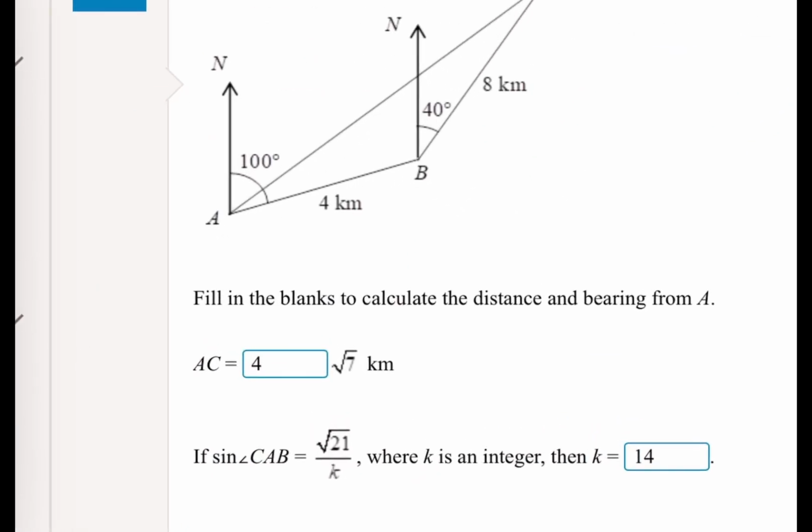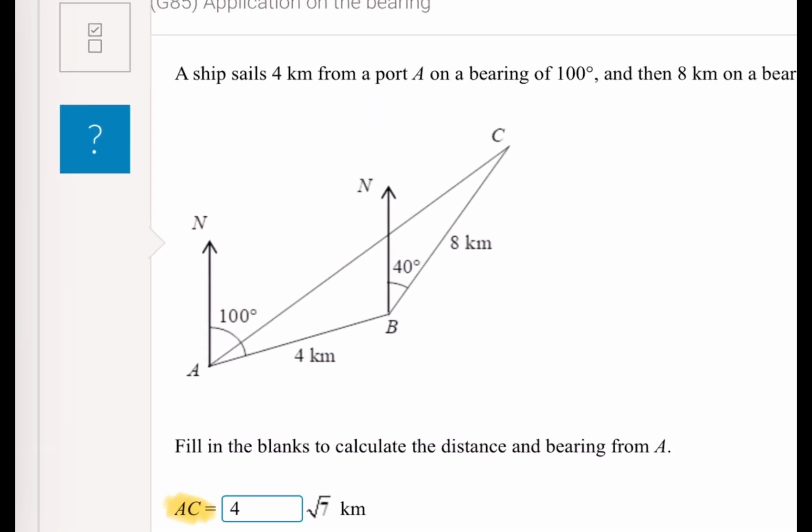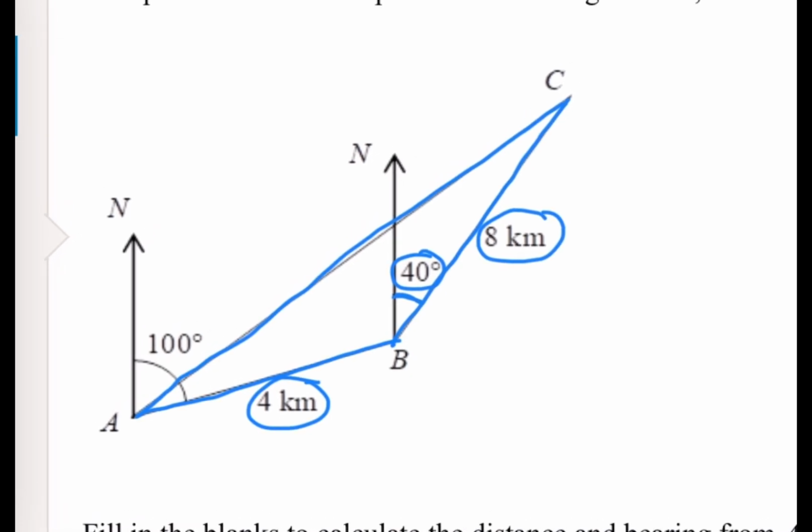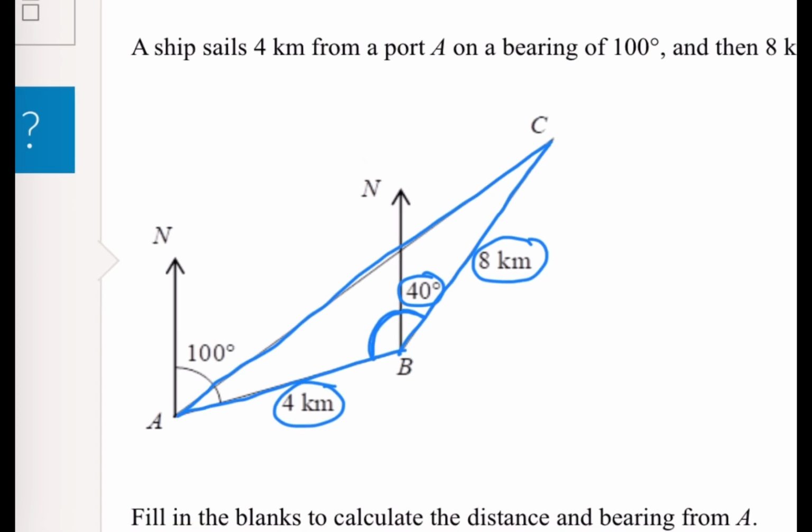Okay, so in the first part of this question, they're asking us to find AC. AC is this line here, and then we can use this triangle to find AC. So we know that this side is 8 and this one's 4, and that part of the angle here is 40 degrees. So if we want to solve for AC, we're gonna need this entire angle.